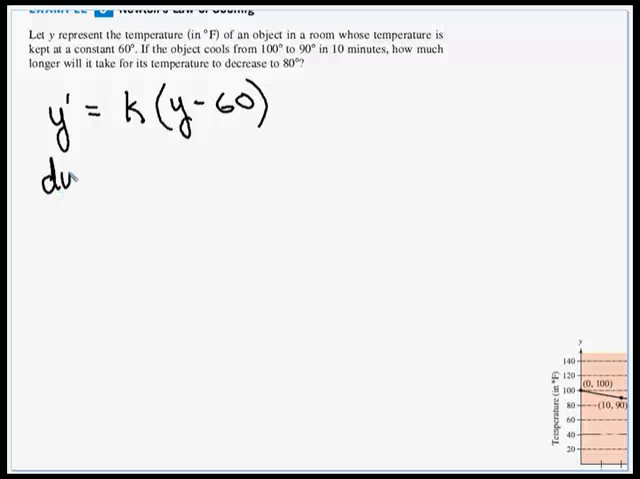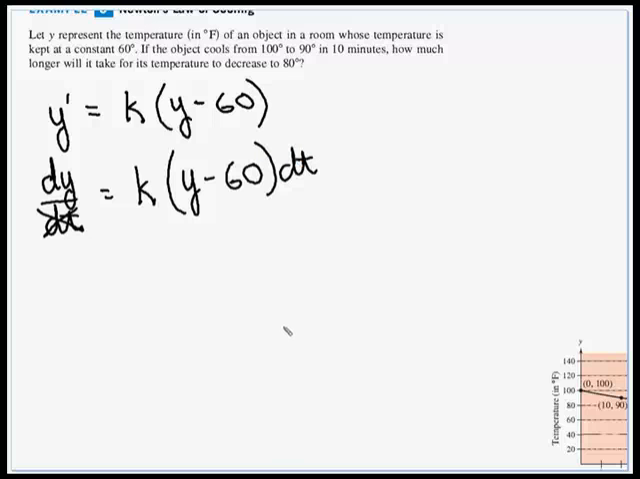I'm going to rewrite dy, or y prime, as dy dt, and that's equal to k times y minus 60. I want to get the y variable with the dy, so I would divide both sides by this parenthesis, and then I would multiply both sides by this dt. Let's do that first. If I multiply both sides by dt, that dt is going to wind up over here, and then I would divide both sides by the parentheses. dy over the quantity y minus 60 is equal to k times dt. So the variables are separated.